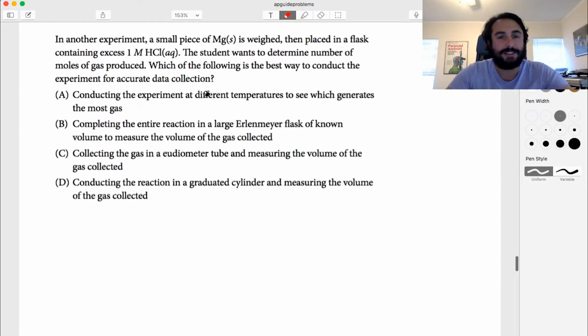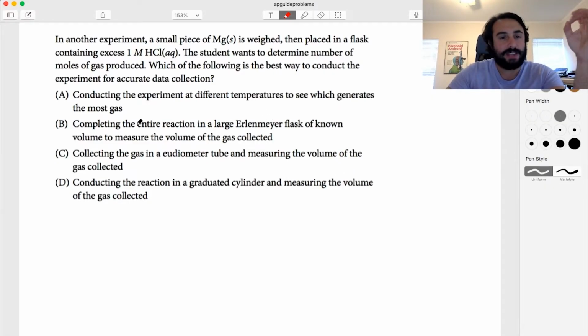So A, conducting the experiment at different temperatures to see which generates the most gas. So that doesn't really make sense, right? First of all, this doesn't say anything about data collection. It's just saying we're modifying the temperature. It doesn't explain how we're going to be getting data about moles, right?